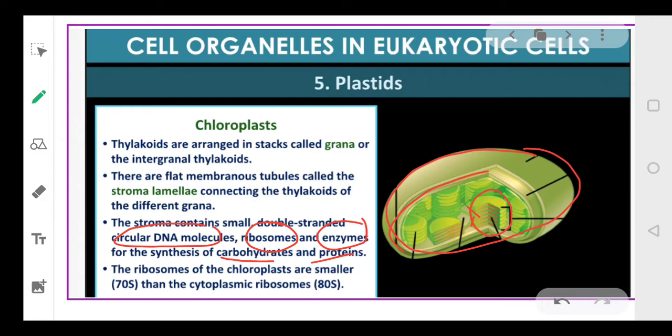The only difference is that the ribosomes present in the chloroplast are smaller than the cytoplasmic ribosomes. Here the ribosomes that you see are smaller in size than the cytoplasmic ribosomes. In the cytoplasm there are 80S ribosomes, while in the case of mitochondria as well as plastids, 70S ribosomes are present.